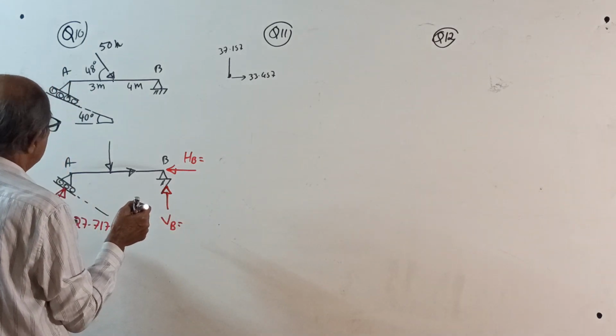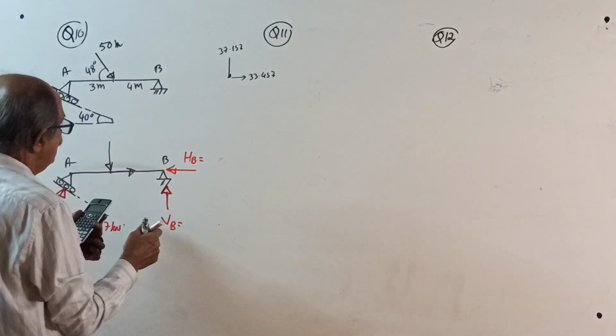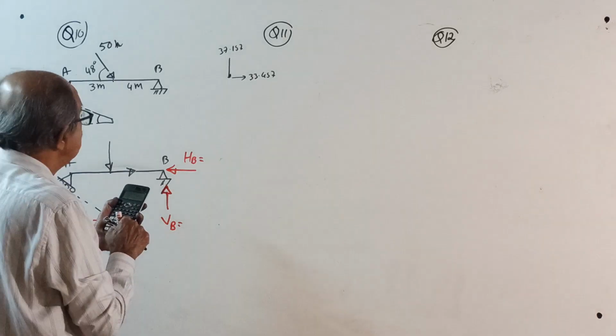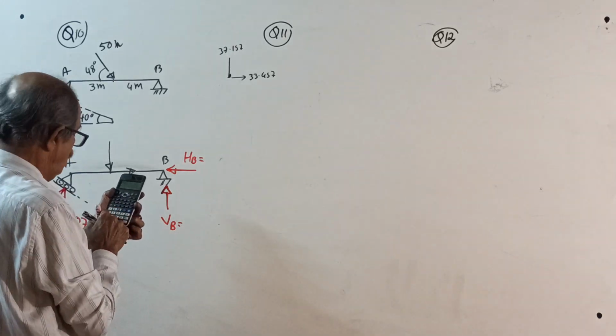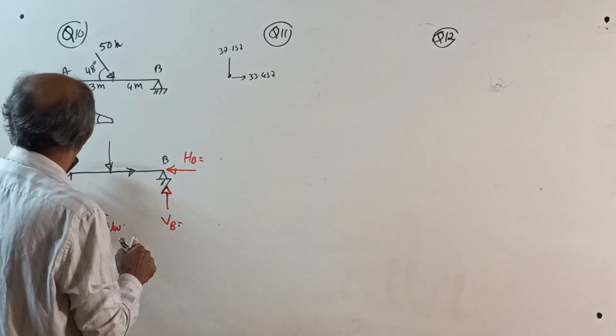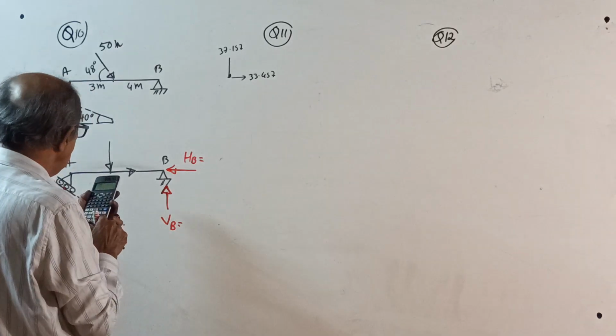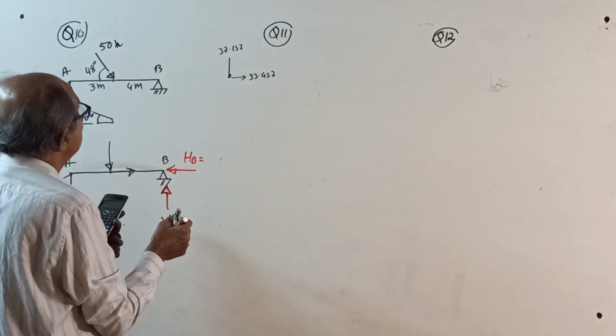9.44. Is it correct? No, I have some doubt. One minute, I'll check once again. 37.157 into 4 divided by 7 is this reaction's vertical component divided by sine 40. Divided by 1 will give what? 21 point something it will give.